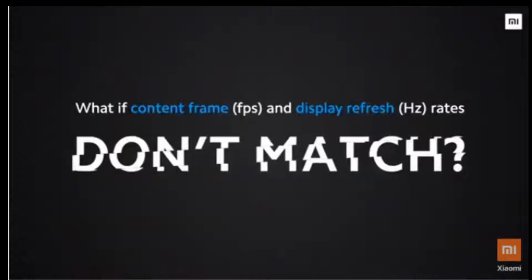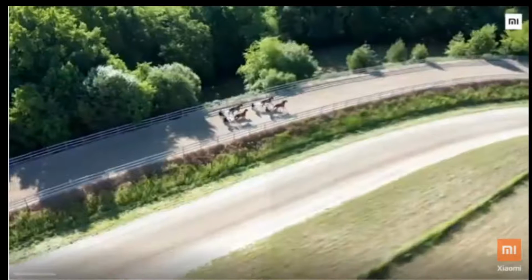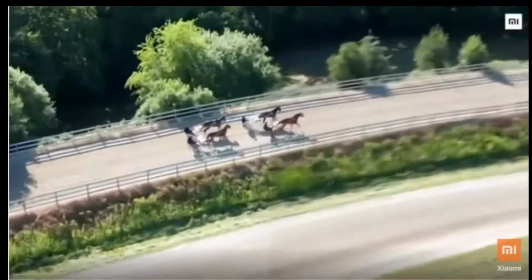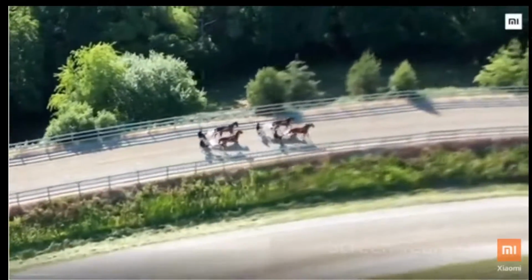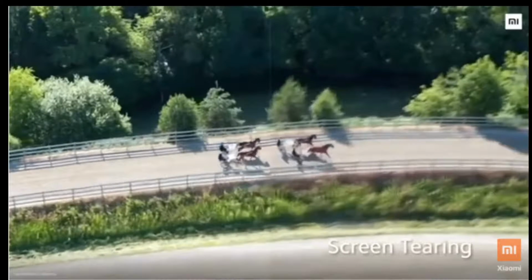Now the big problem traditionally with frames per second and refresh rate is that refresh rate does not change automatically based on content type. If you're watching a 24 FPS movie, it has to adapt itself to a 60 Hz or a 90 Hz screen. And it may not be a one-to-one matching, and hence you will see some sort of distortion on the screen, and that is what we call screen tearing.